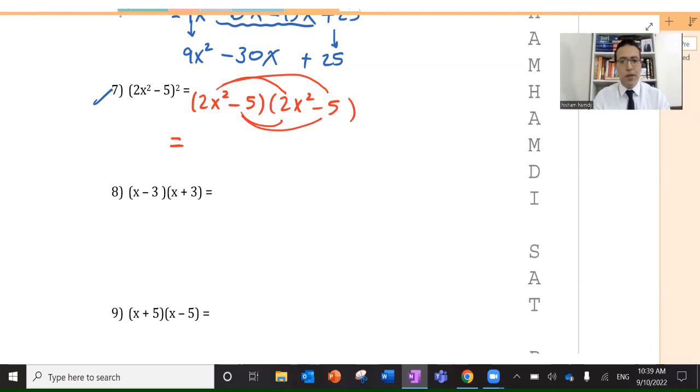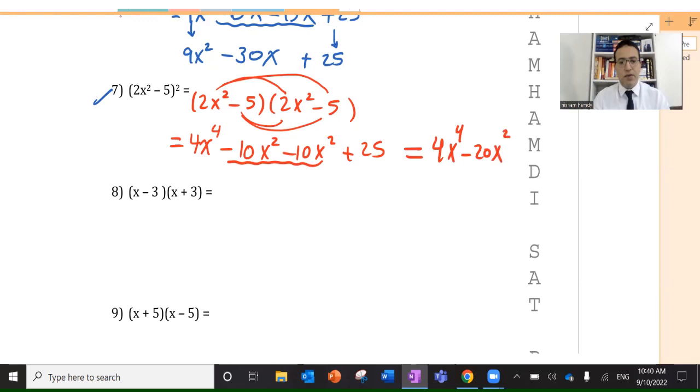So 2 multiplied by 2 is 4. x squared multiplied by x squared, I'm going to add the power, so it's going to be x to the power of 4. Minus 2x squared multiplied by negative 5 is negative 10x squared. Negative 5 by 2 is negative 10x squared. Then negative by negative is positive 25. I have 2 like terms in the middle. So it's 4x to the power of 4 minus 20x to the power of 2 plus 25.